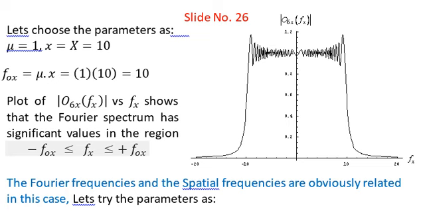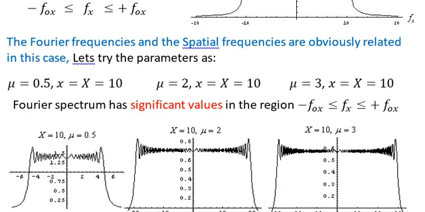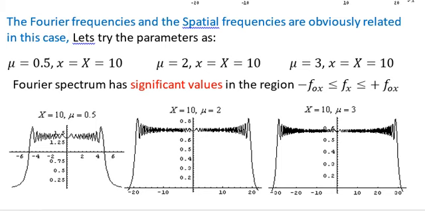So the Fourier frequency lies in the range defined by the object spatial frequencies, from minus the object spatial frequency to plus the object frequency. Now the region is identified, that it goes from minus 10 to plus 10 along the fx direction, as obvious from the figure, as obvious from the plot. The Fourier frequencies and the spatial frequencies are obviously related in this case.